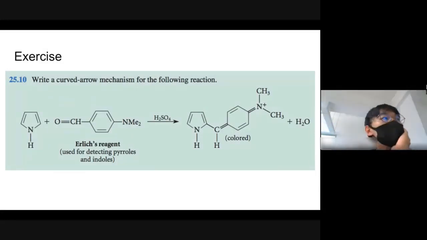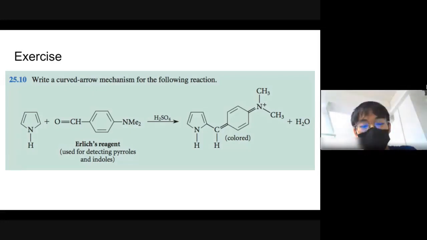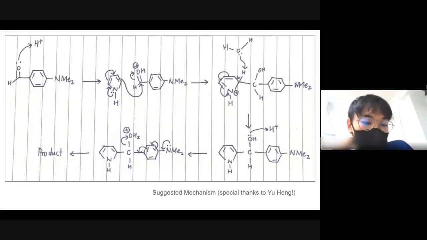There's a fun exercise you want to try out. So pyrrole reacts with this thing called the Ehrlich's reagent, and it reacts under acidic conditions to form a colored compound. So this is a way for detecting pyrroles. I can spend a bit more time, but I think I'll just present the answers. All right, so this is a proposed mechanism by my friend. You can look through it and see how it roughly occurs.